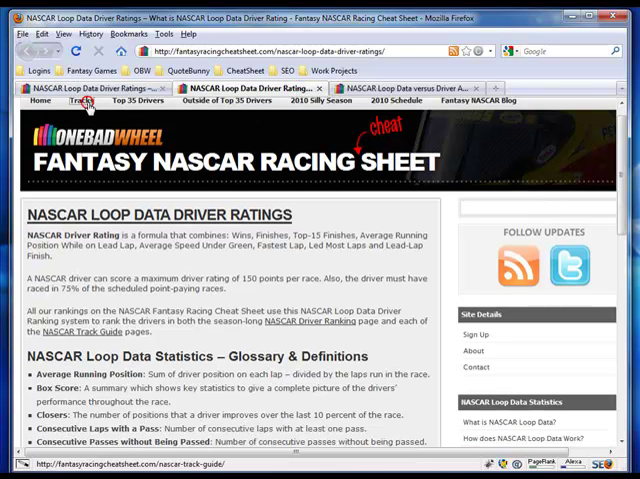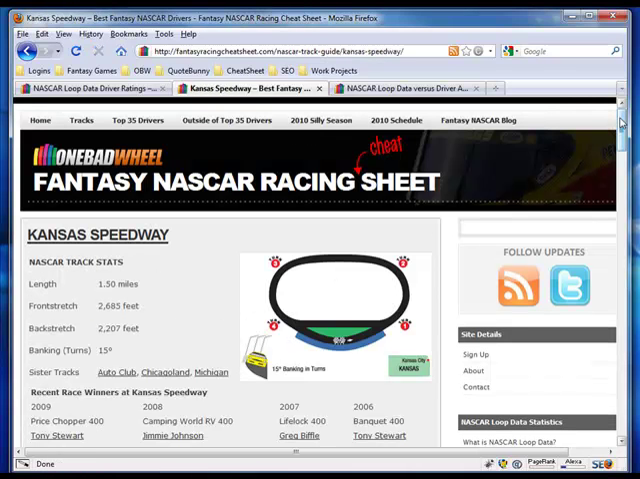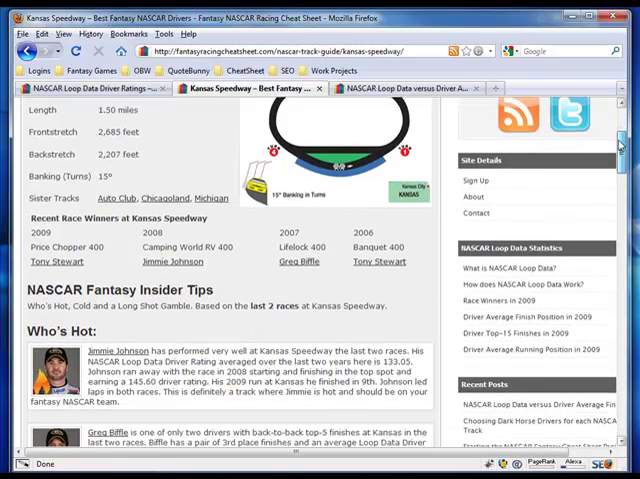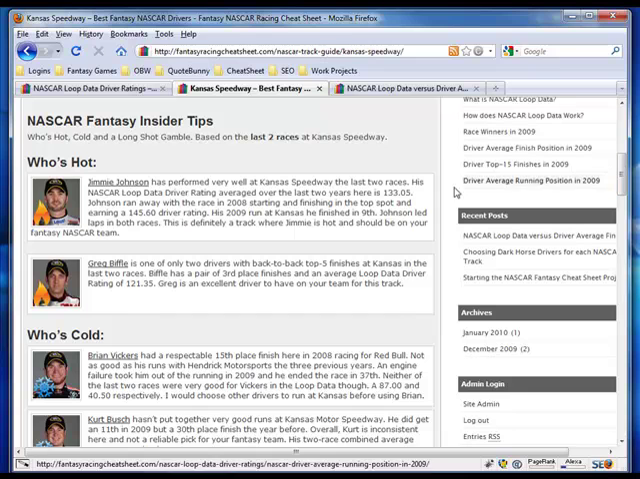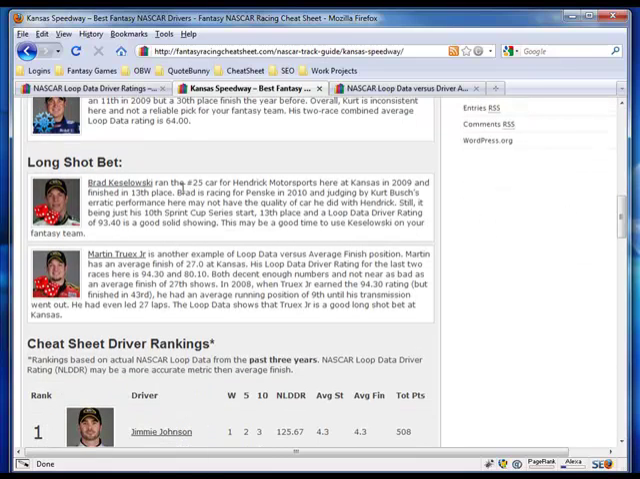What really came home for me is when I was working on the page for the Kansas tracks. Let's say that the race is at Kansas this weekend. You'd go to the Kansas Speedway track page, which has information on two drivers who are really hot right now at the track, two drivers that are really cold, and two drivers that are a long shot bet. Well, I came up with the Loop Data driver rating, averaging out that Martin Truex Jr. was a good long shot bet here at Kansas.